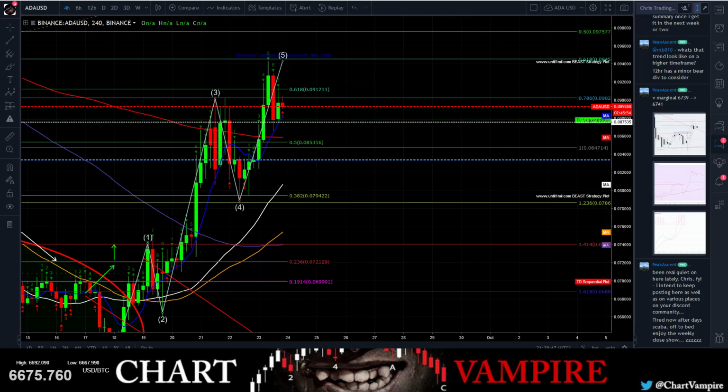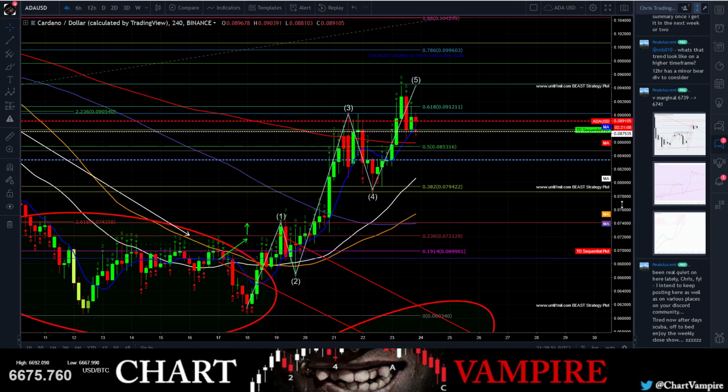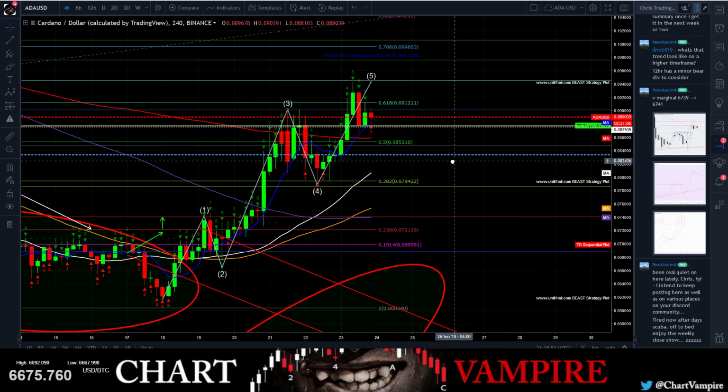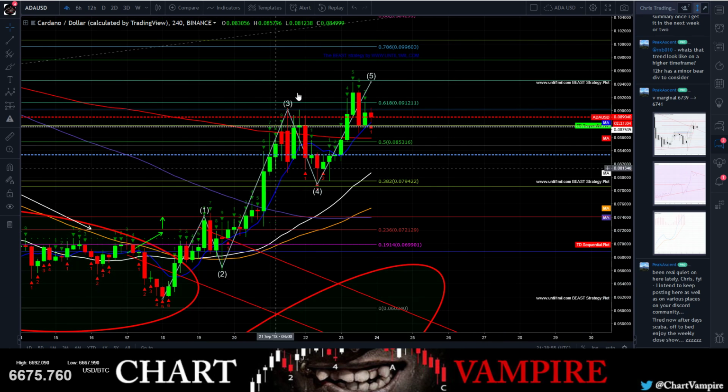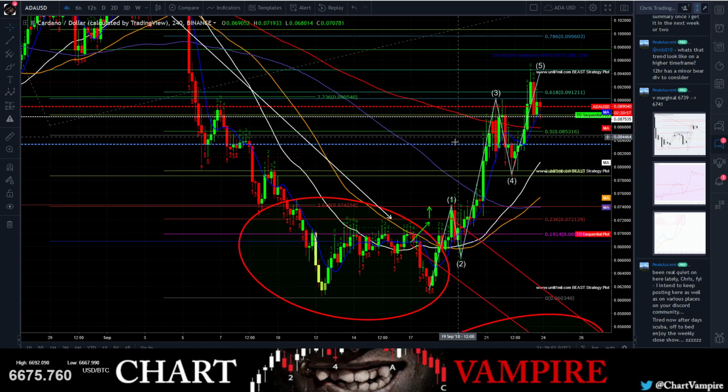Bubble chart, we've already looked at that. Cardano, okay, so you guys know I just played this 88 long right here. I just played this 88 long. I can count out a 5 wave here. I can count out a 1, 2, 3, 4, 5.